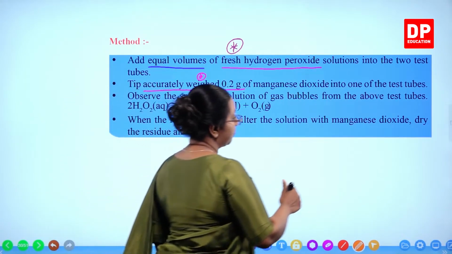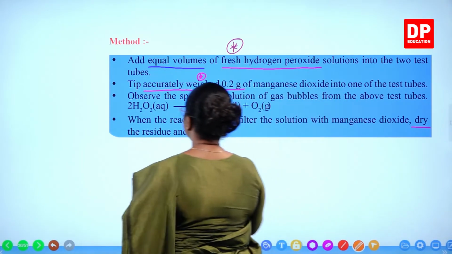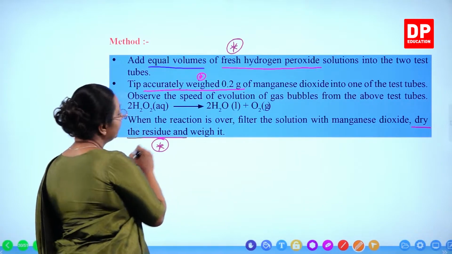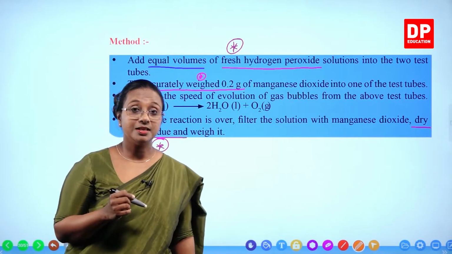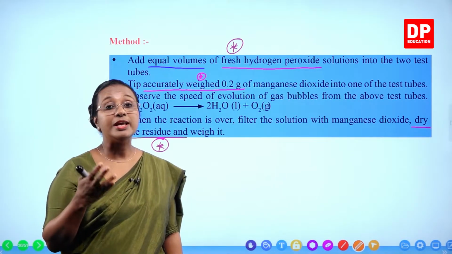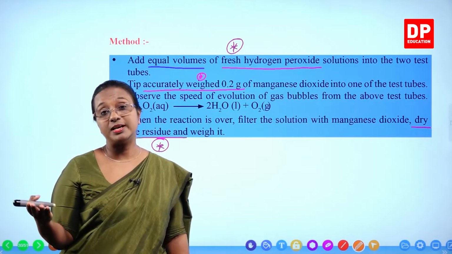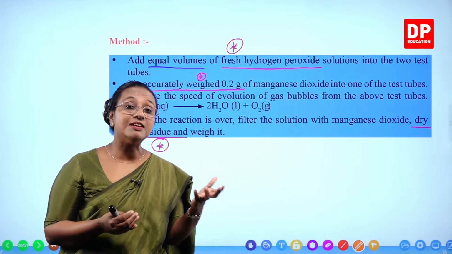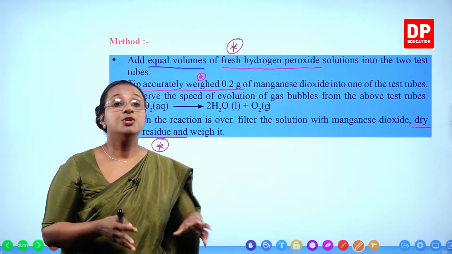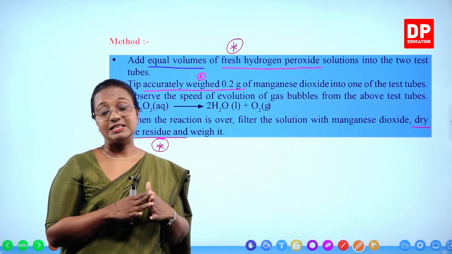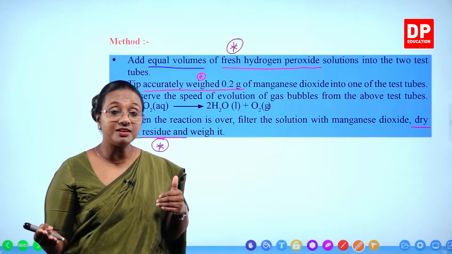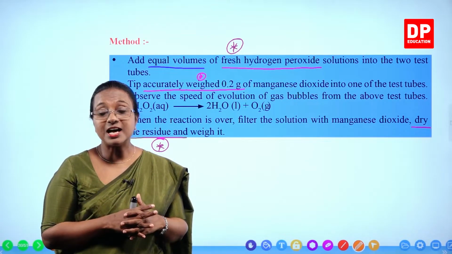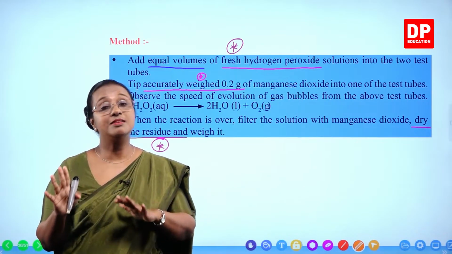This is also important. After filtering it, you have to dry the residue before weighing it. What is the reason? Now we are going to check whether we have the same amount of manganese dioxide. If it is not dry, you will get the weight of water as well. So before weighing it for the second time, that is after the reaction, you have to make sure that the manganese dioxide is completely dry.